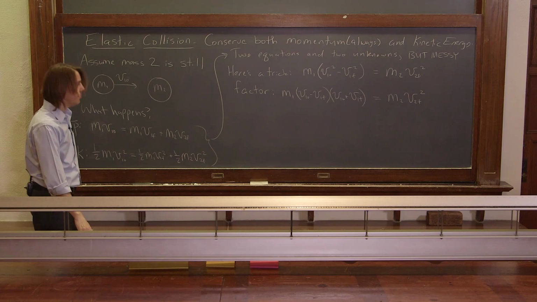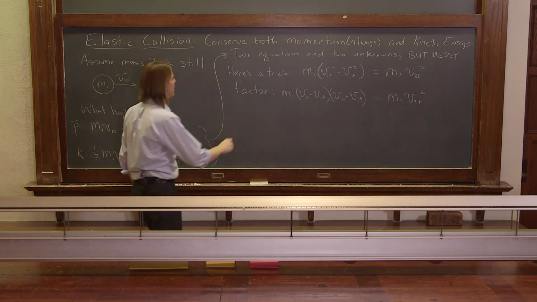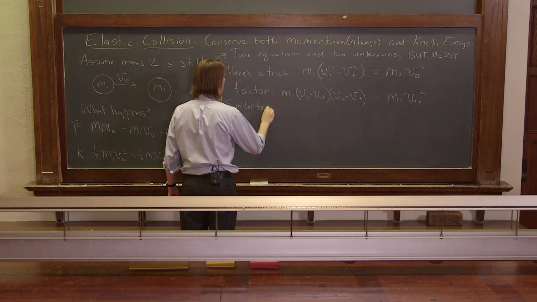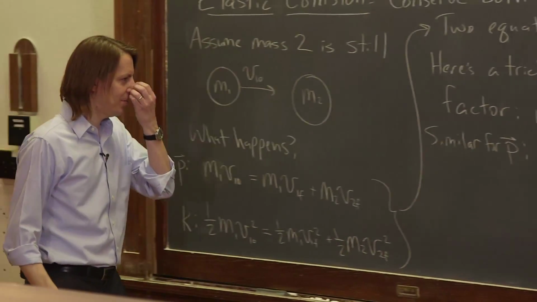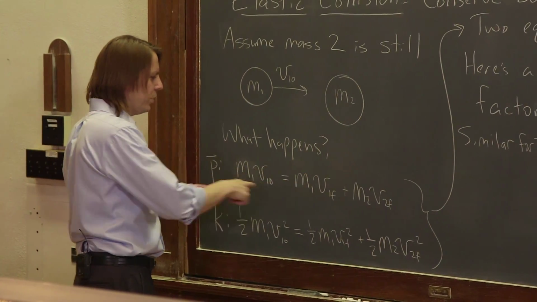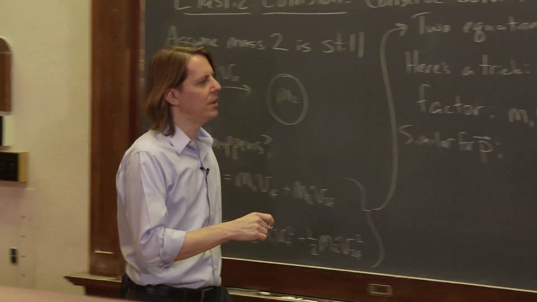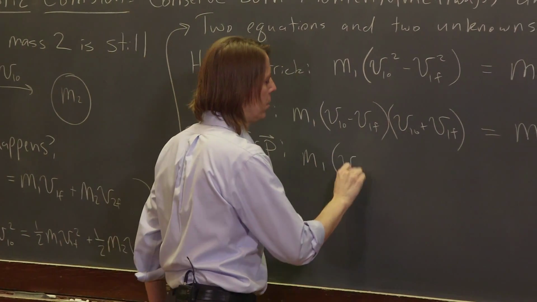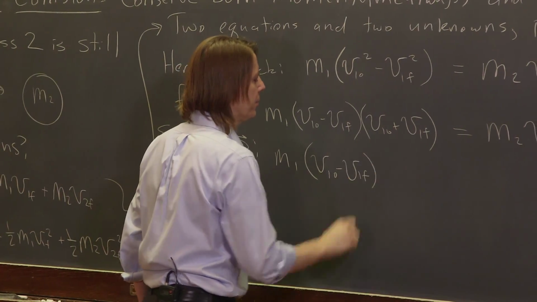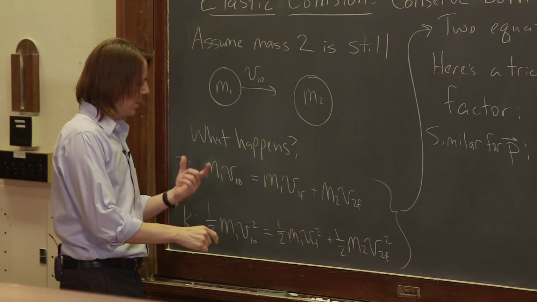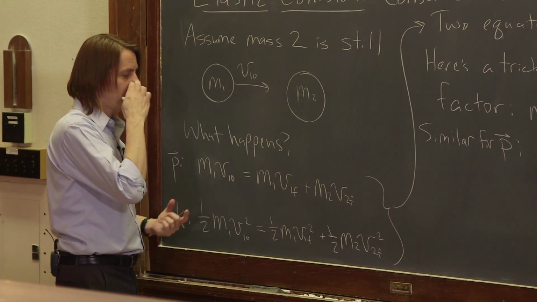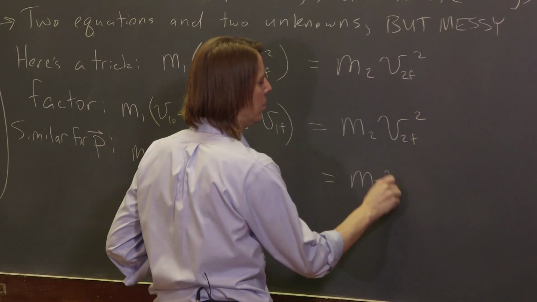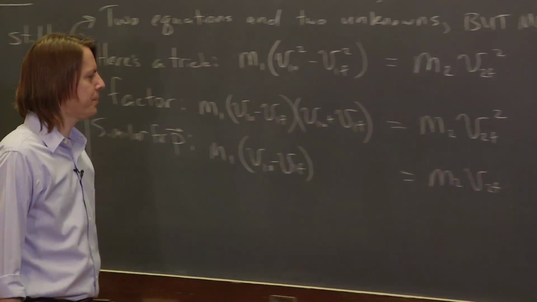Now let's do something similar for momentum. For momentum, we also want to get all the m1 terms on the left. So we're going to say m1 times v1 naught minus v1f. That's simply this term minus that term when you bring it to the other side. And what does that equal? Let's write it over here. That equals m2 times v2f.